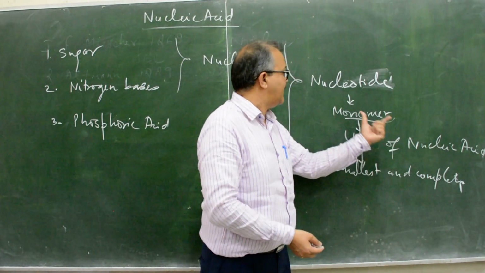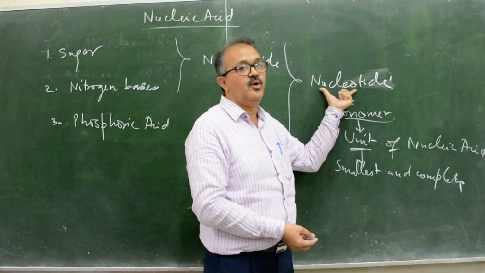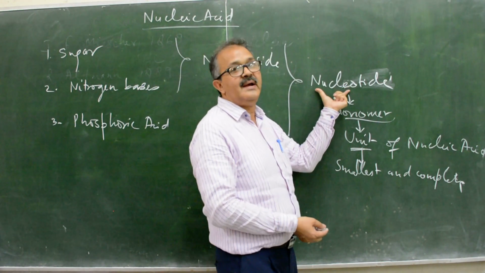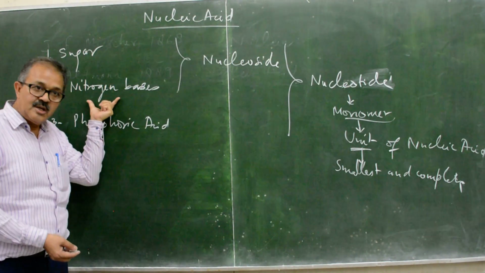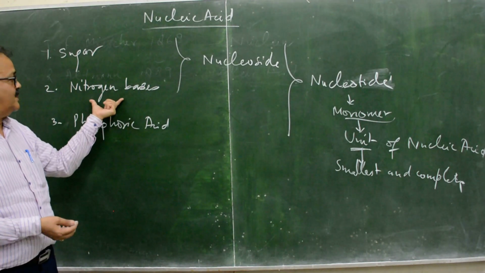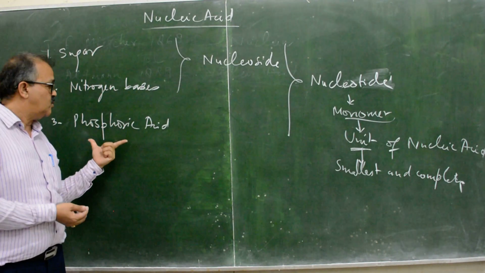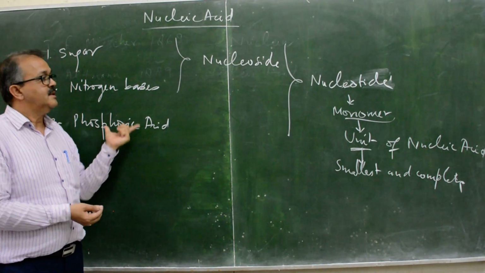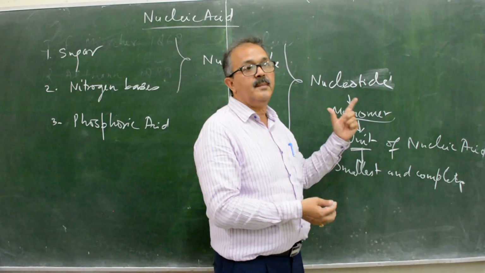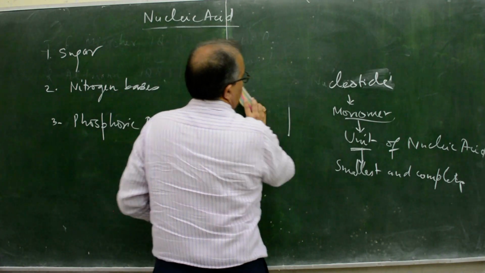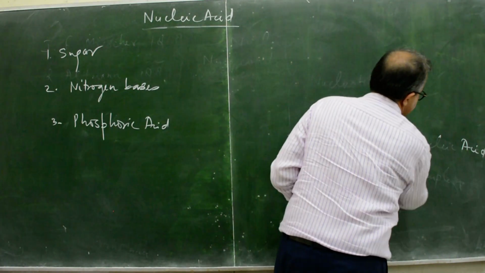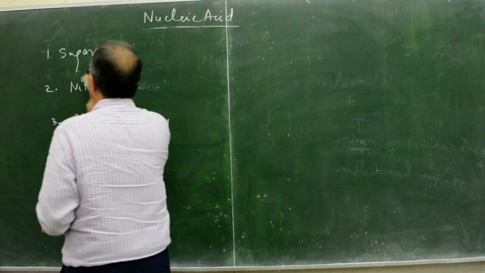So the nucleic acid is made up of many nucleotides, and each nucleotide has one molecule of the sugar, one nitrogen base, and one molecule of the phosphoric acid. There are different types of nitrogen bases. They form a single unit of the nucleic acid. The nucleotide is the unit of nucleic acid, you should remember. I will discuss one by one.